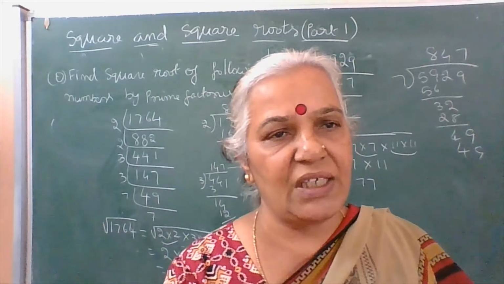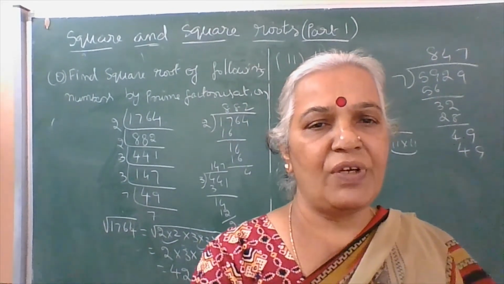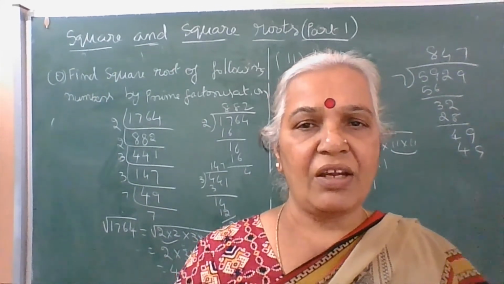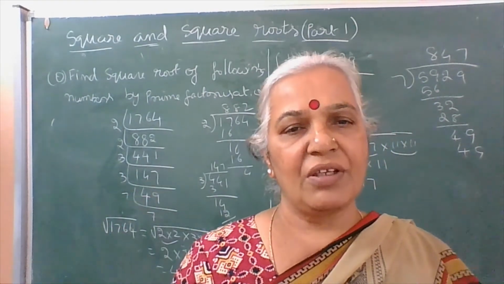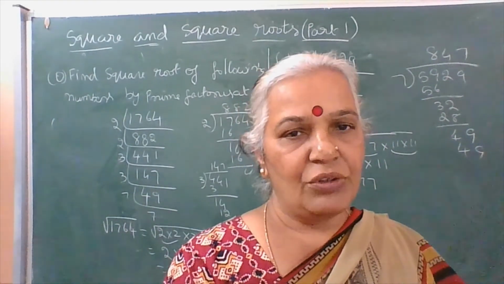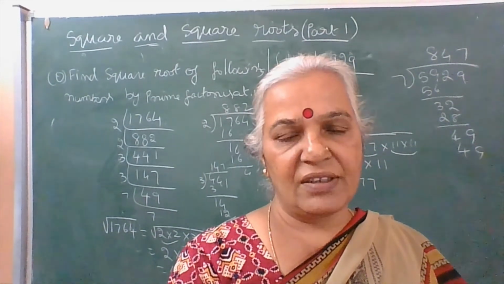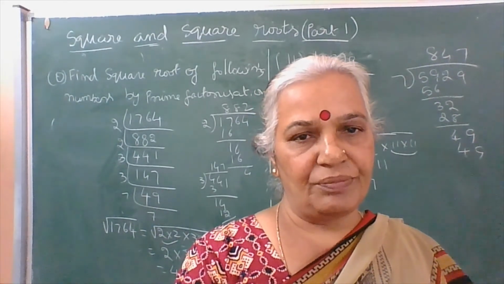And one more method is there, that is called finding the square root of a number by the long division method. Here you can find the square root only for the perfect squares, but by the long division method you can find the square root of all the numbers, that is for decimals also you can find the square root.